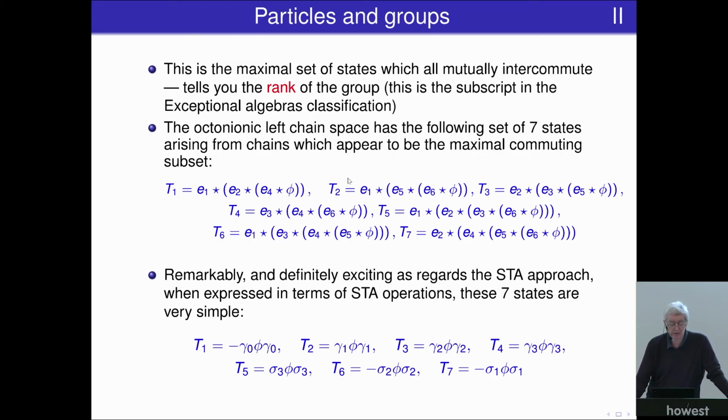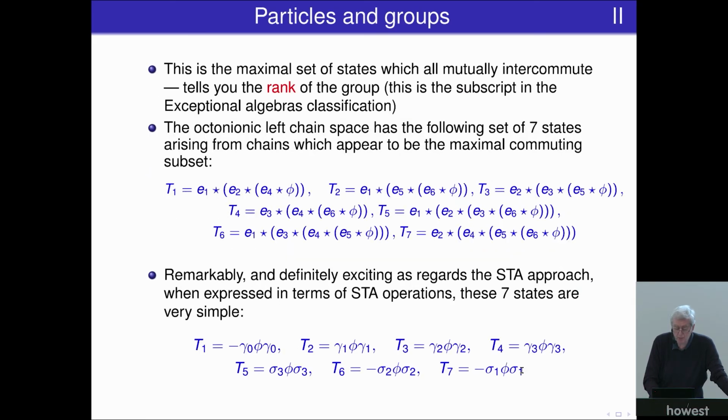In this SU8 thing, here's the maximal commuting set expressed in terms of these octonionic chains. This is completely explicit. Each of these is commuting with all the others. Now, quite remarkably, I played with these for a long while. I eventually figured out what they were when you translate them through to the STA. They're incredibly simple. These are reflection in gamma naught, reflection in gamma 1, gamma 2, gamma 3, sigma 3, sigma 2, and sigma 1. Which is incredible to find something that simple underlying something apparently so complex.